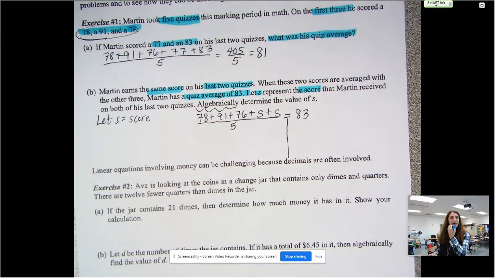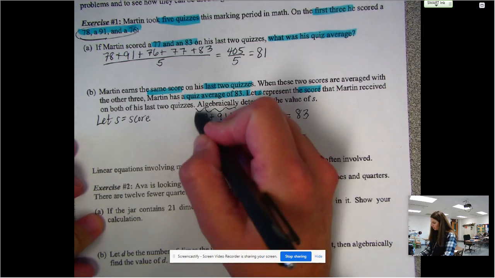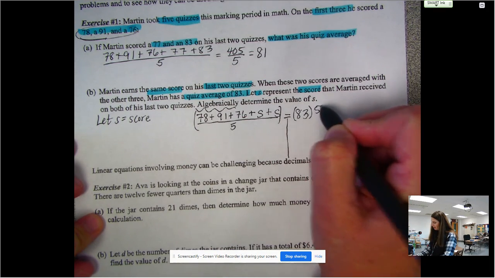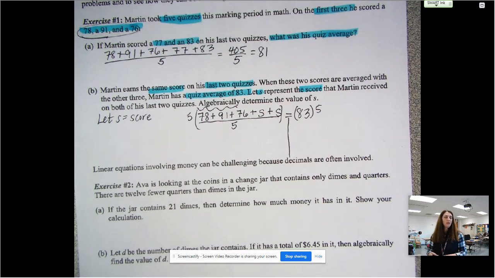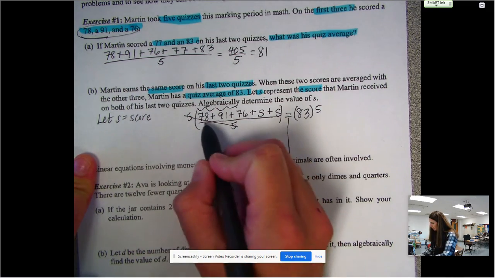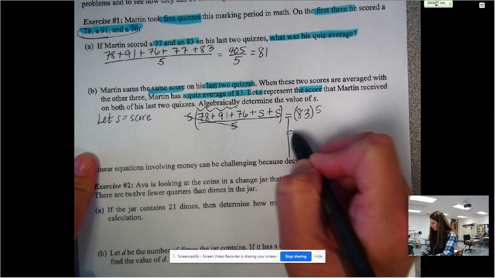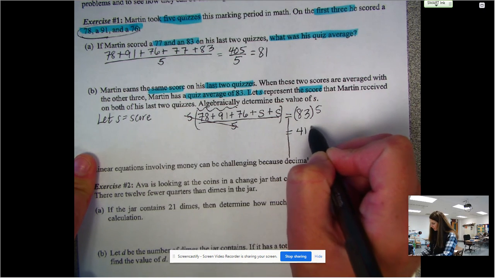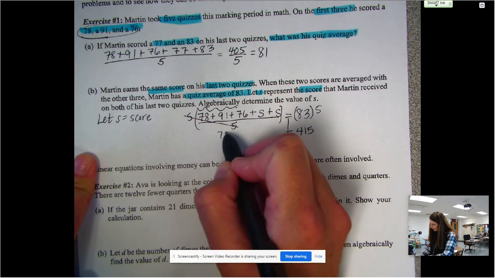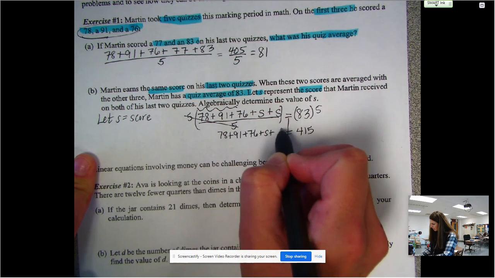Now, interestingly enough, we have to really get rid of that division sign. So the first thing we need to do is undo this division of 5. We need to multiply both sides by 5. Go ahead and write that on your paper. What happens here is that these 5 cancel and we're left with that numerator again. Okay, so how about we figure out what 83 times 5 is, which is 415, and we bring down our numerator, 78 plus 91 plus 76 plus S plus S.